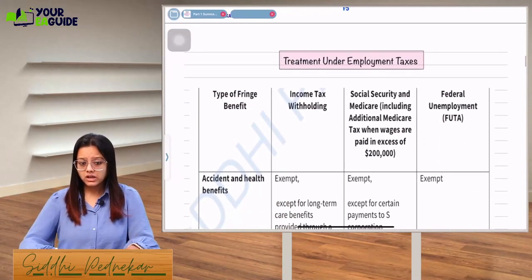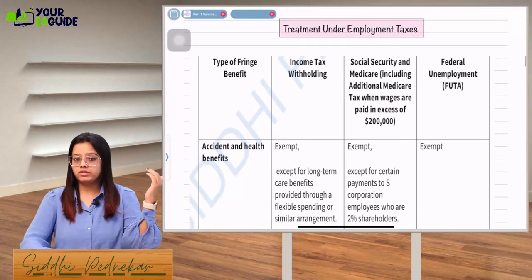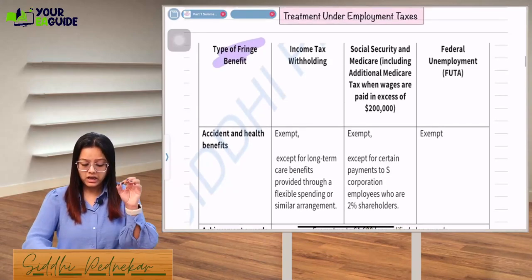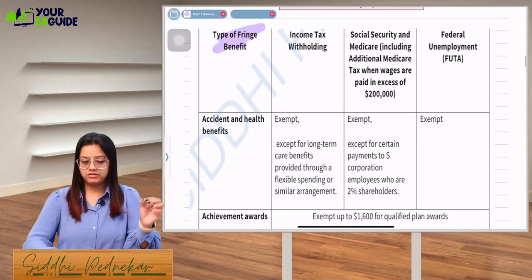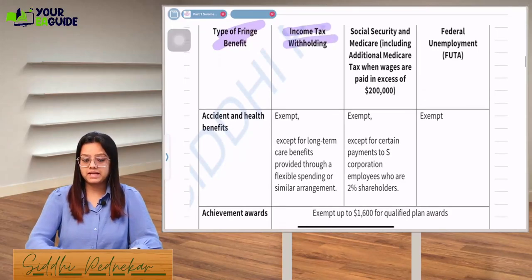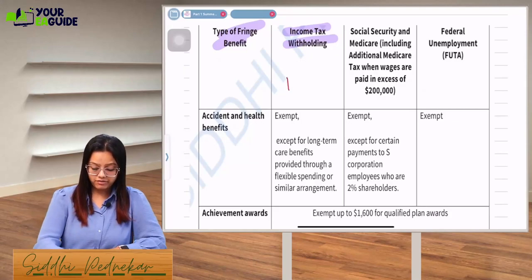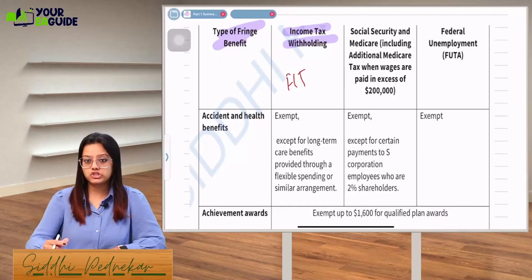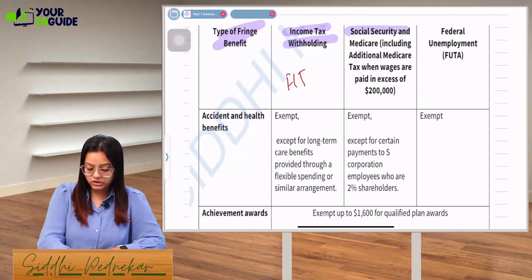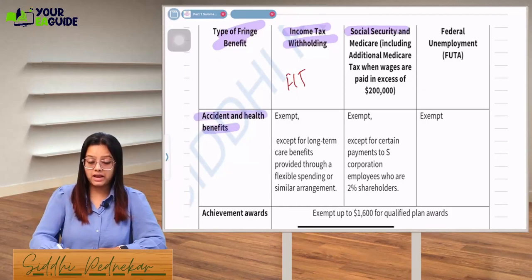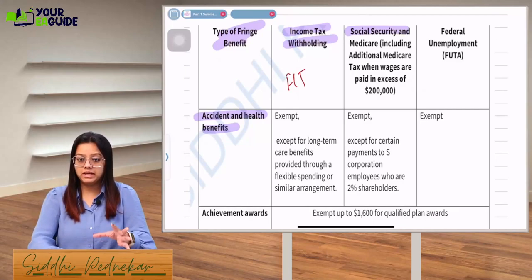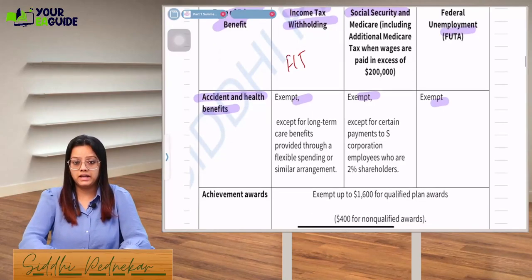Okay, for employment taxes, now whatever we have done, let's just revise it quickly. In case of fringe benefits, how will it be done? If you receive accident and health benefits, then income tax withholding will be exempt. What do you mean by income tax withholding? It means federal income tax will not be deducted on the accident and health insurance benefit which you receive. Then when you receive the health and accident benefit, no social security, no Medicare, no additional Medicare will be included. Exempt means it is not liable. FUTA will not be liable on the accident and health plan.